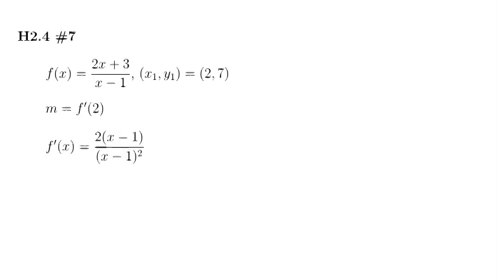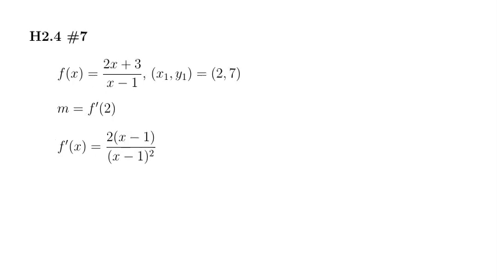Then minus the top, which is 2x plus 3, multiplied by the derivative of the denominator, which is going to be 1. This multiplication by 1 really doesn't do anything, so I'm going to go ahead and erase it. So then we have that.